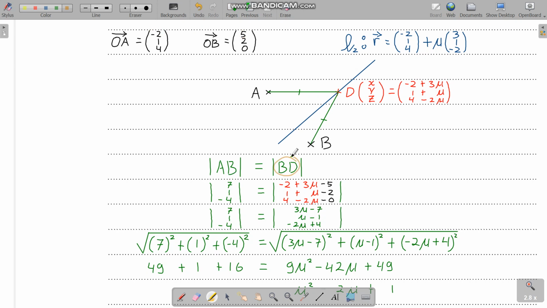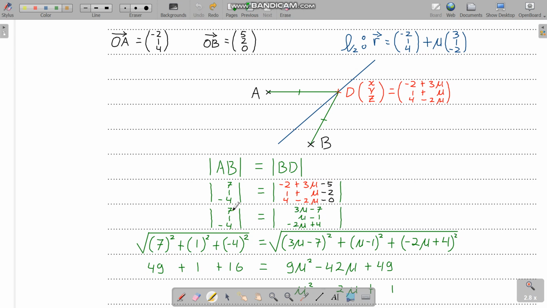For the vector BD, it's D minus B. For D, if we use x, y, z we will have 3 unknowns, so just use this form with only one unknown, one variable mu. So this is the coordinates of D minus coordinates of B, which is (5, 2, 0). So this is D minus B. After we simplify, -2 plus 3 mu minus 5 is 3 mu minus 7, 1 plus mu minus 2 is mu minus 1, 4 minus 2 mu minus 0 is 4 minus 2 mu.